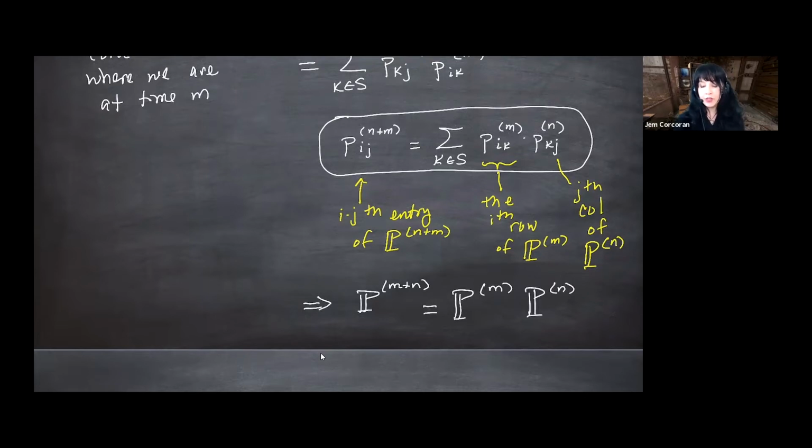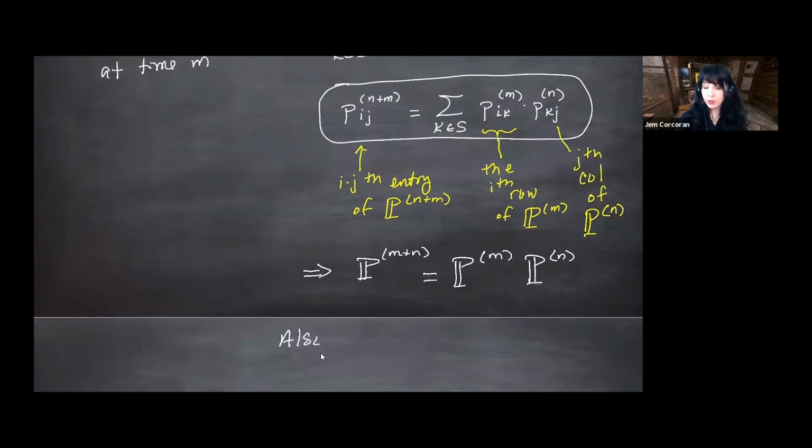And there's nothing special in that I chose to condition on where we were at time m. I could have chosen to condition on where we were at time n and really interchange the roles of m and n on the right-hand side of Chapman-Kolmogorov. So we also have this going the other way. So this product is commuting. We could get the n-step transition matrix times the m-step one.